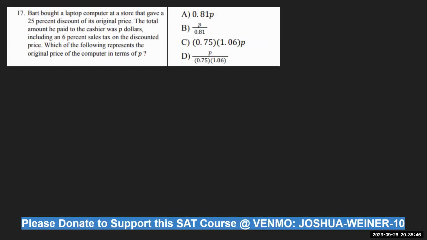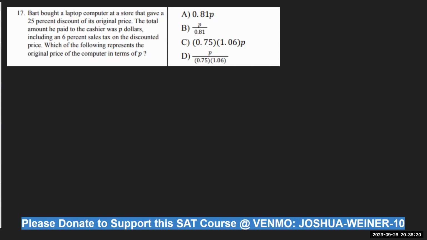All right, can you also read number 17, last one for tonight? Sure. Bart bought a laptop computer at a store that gave a 25% discount of its original price. The total amount he paid to the cashier was P dollars, including a 6% sales tax on the discounted price. Which of the following represents the original price of the computer in terms of P?